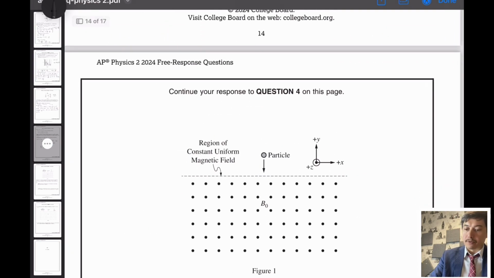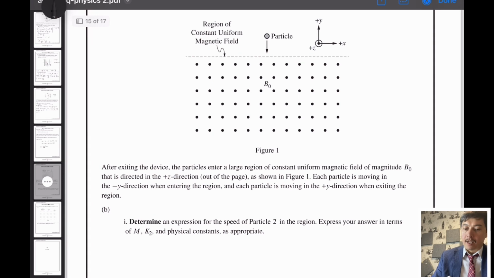Alright, next question. After exiting the device, the particles enter a large region of constant uniform magnetic field of magnitude B0 that is directed in the positive z direction, out of the page. Each particle is moving in the negative y direction when entering the region, and each particle is moving in the positive y direction when exiting the region. So they are doing a half circle in the region and exiting, moving in the opposite direction.